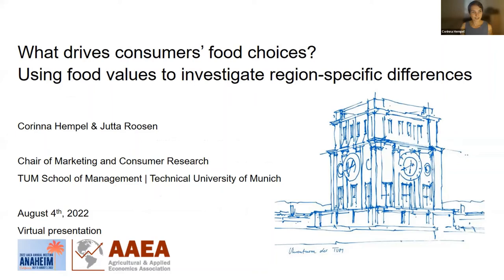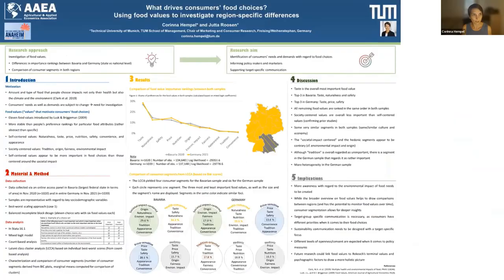Thanks for joining us today. So I will talk about a totally different topic. I will talk about what drives consumers' food choices, using food values to investigate region-specific differences. And this is joint work together with Professor Jutta Rosen. So this was actually the poster I wanted to present in California, but unfortunately I couldn't make it. So that's why I have a presentation today. And I basically follow the structure of my poster.